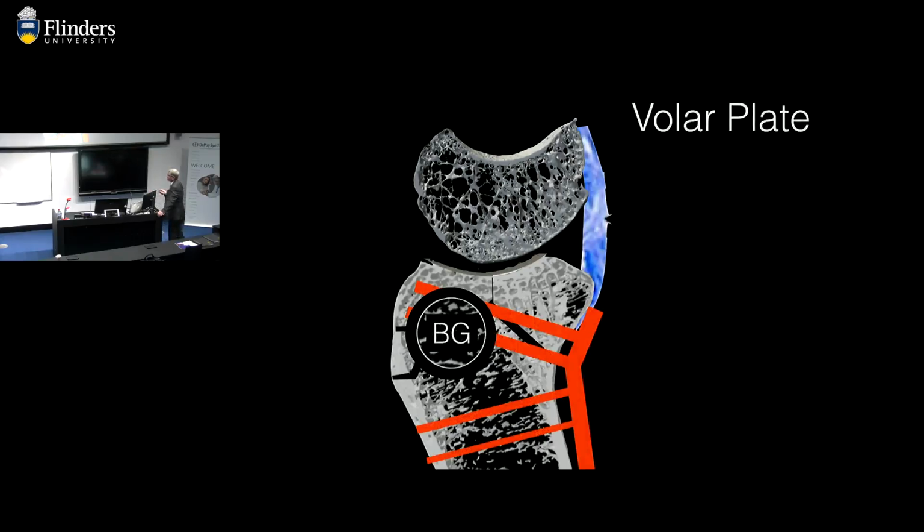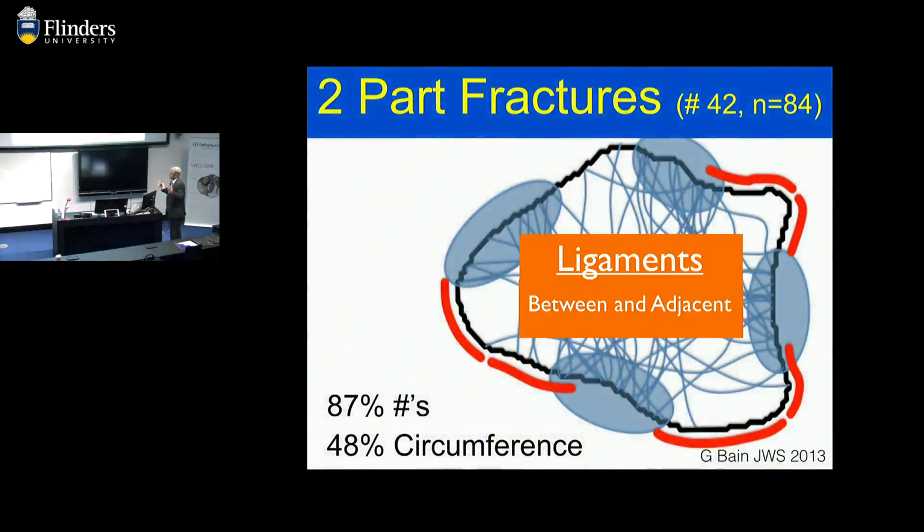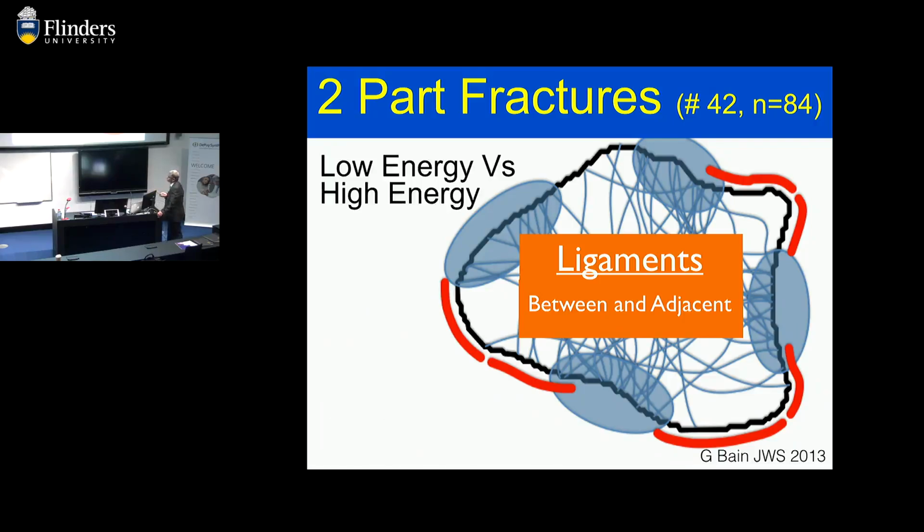We're very lucky to have George Orbay here today, who was the one who really promoted this whole concept for us. So we looked at a series of 100, and then we looked at 42 patients in the same series who had two-part fractures, and this is that cohort. We can see that 87% of the fractures occurred through this same area. So 87% of the fractures occurred in this 48% circumference. So again, the fractures in the two parts are between, or probably adjacent to, the ligament attachments.